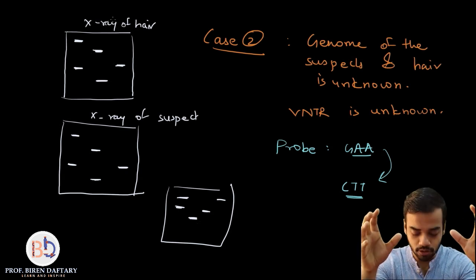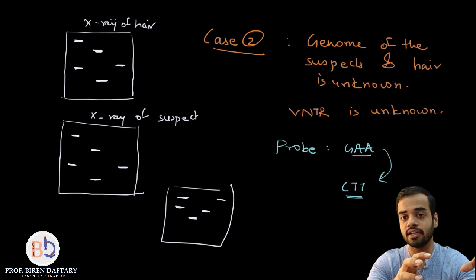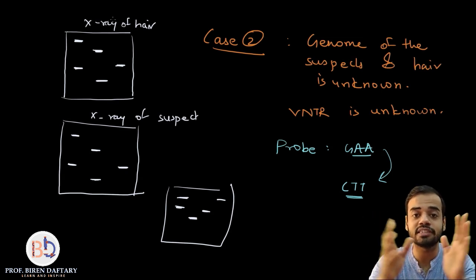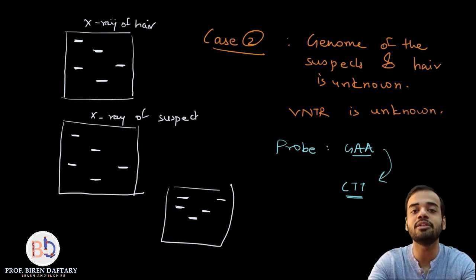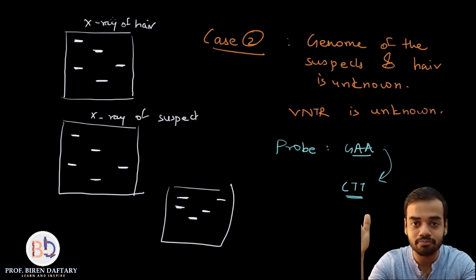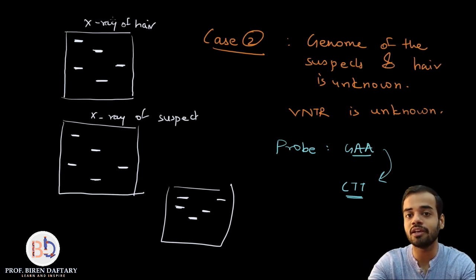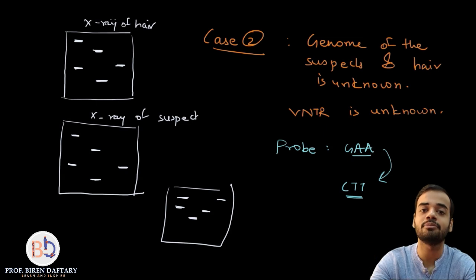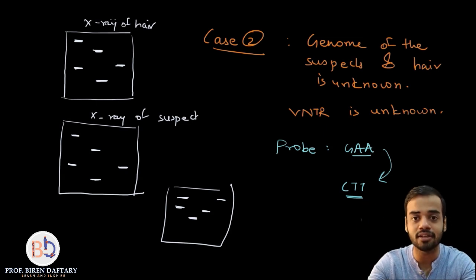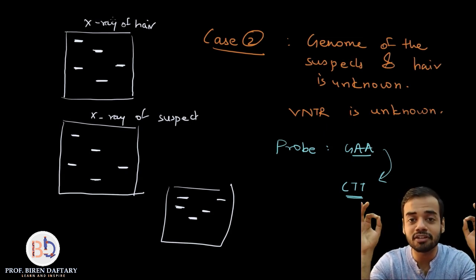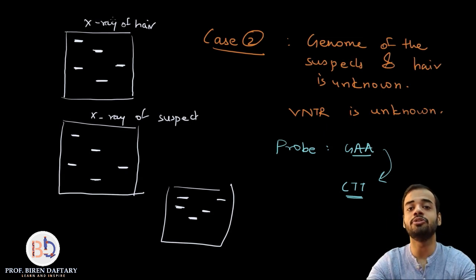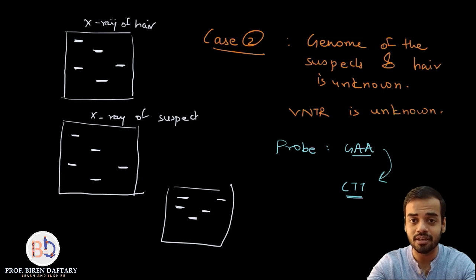What happens if the X-ray of the hair doesn't match with any of the 7 suspects? Suppose the X-ray that you get of the hair is not matching with the X-ray of any of the 7 suspects, what does that mean? That means that none of them has committed the crime, because none of them has the DNA which is present in the hair. Are you getting it? So even if the VNTR is unknown, you can do DNA fingerprinting. If the VNTR is known, then it is the best thing.